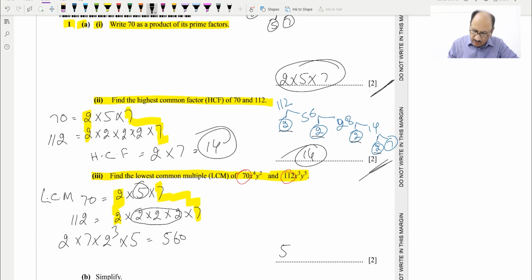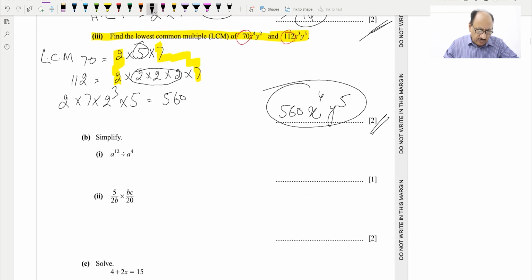So we can write here 560, and for x and y we take the bigger power, so x raised to the power 4 and y raised to the power 5. We are taking the bigger powers. So this is a 2 mark question which we have done.